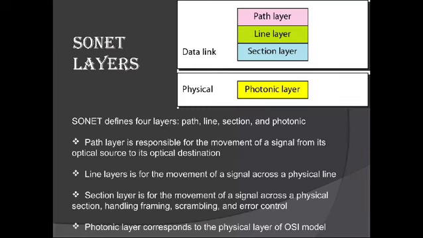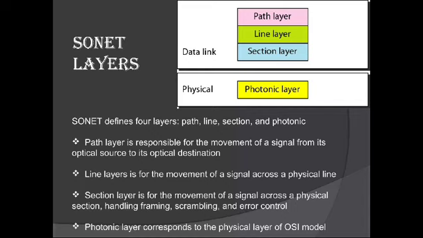SONET has 4 types of layers: path layer, line layer, section layer and photonic layer. By seeing the diagram itself, we can know that path, line and section come under the data link layer, and the photonic layer alone comes under the physical layer. Let's see what these 4 layers represent. The path layer is responsible for the movement of a signal from its optical source to its destination.